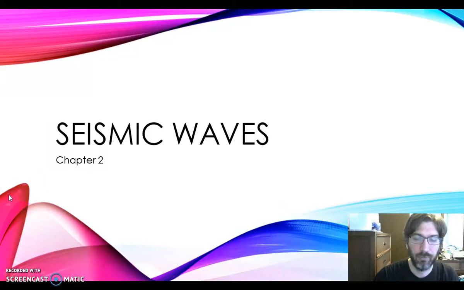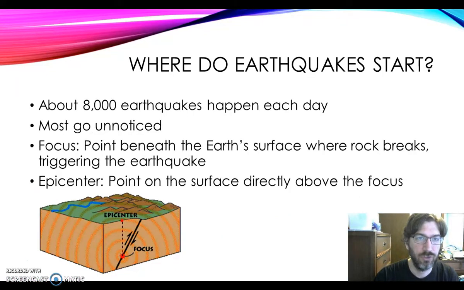All right, now that we know something about earthquakes, how they are formed, what's happening to them, and how mountains come up, let's look at the energy behind these forces. Those are what we're going to call seismic waves. There are different types of seismic waves that we'll get into, and a few little terminologies that we need to know. So first, know that about 8,000 earthquakes happen around the world each day.